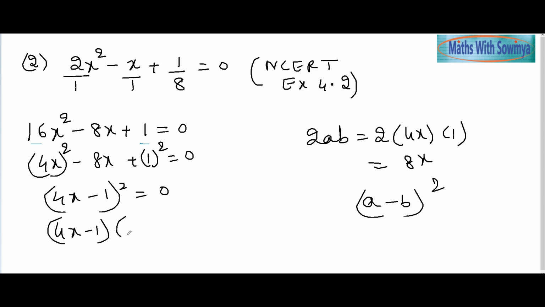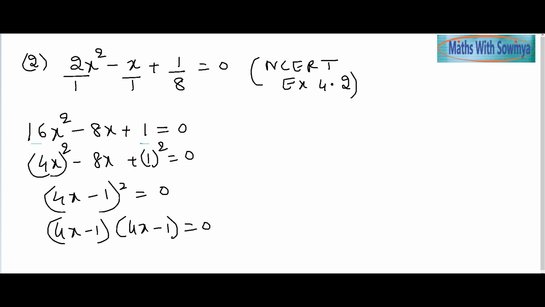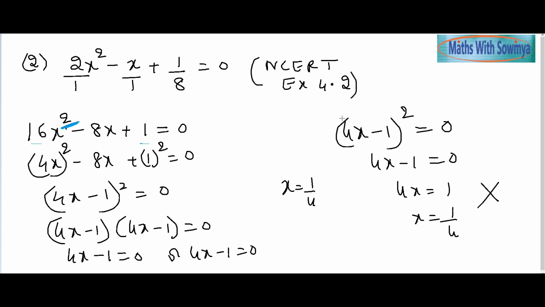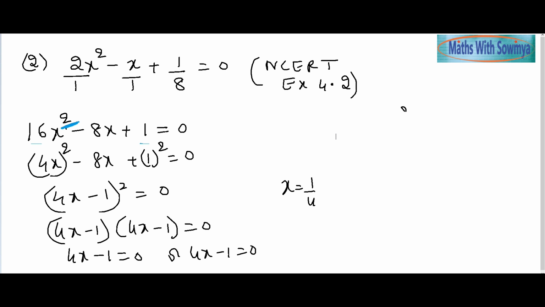4x minus 1 into 4x minus 1. Don't take simply 4x minus 1 is 0. You just leave the square because usually people do this. This is 0, so they take 4x minus 1 is equal to 0 because of the square root of 0. 4x is 1, x is 1 by 4. No, you cannot take this because this is a quadratic, and it is necessary that you should have two roots. So, you have to separate and do 4x minus 1 is equal to 0. This gives you x is 1 by 4 or x is 1 by 4. Here we get two roots which are equal.